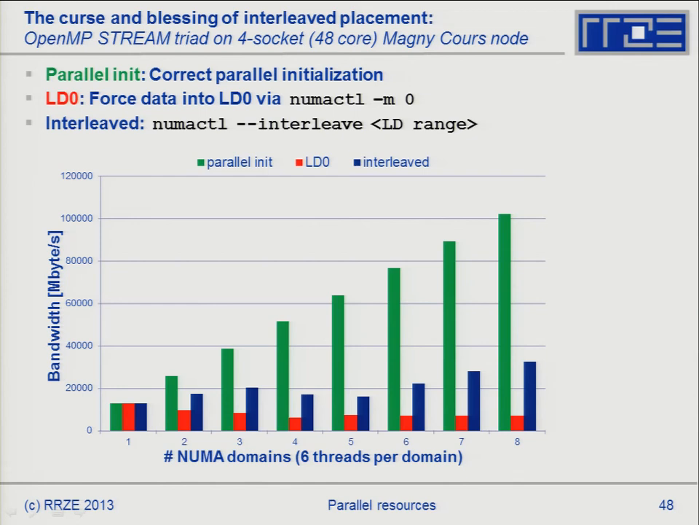Of course, if you know you're doing divides and exponentials and sine and cosine all the time, and your bandwidth is 1 megabyte per second, you don't care. Okay, NUMA is not an issue for you.